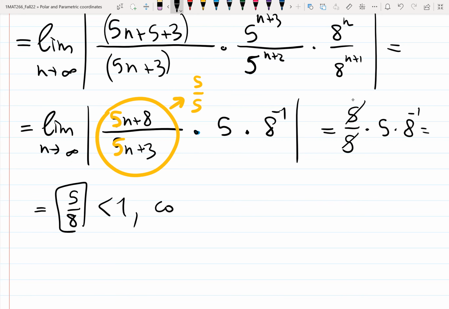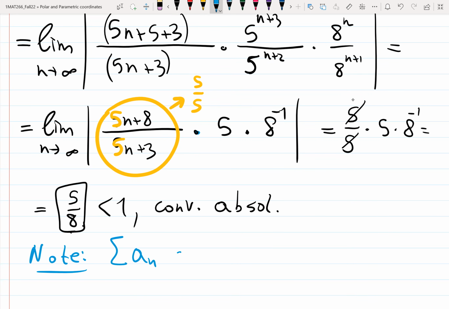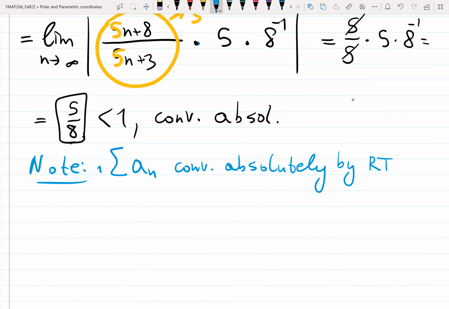Less than 1 converges absolutely. That's it. Then you do this on a test. No other questions are asked. Also, let me make a couple of notes so people are not confused. Note 1: the original sum, let's call it the sum of a_n, converges absolutely by the ratio test. Note 2: it doesn't converge to 5 over 8.